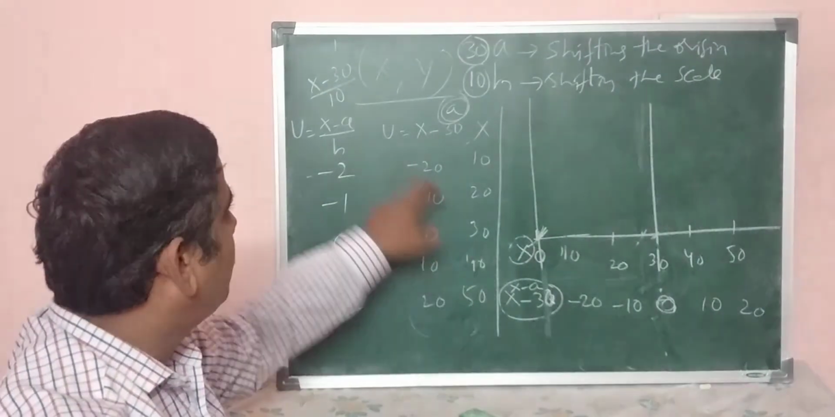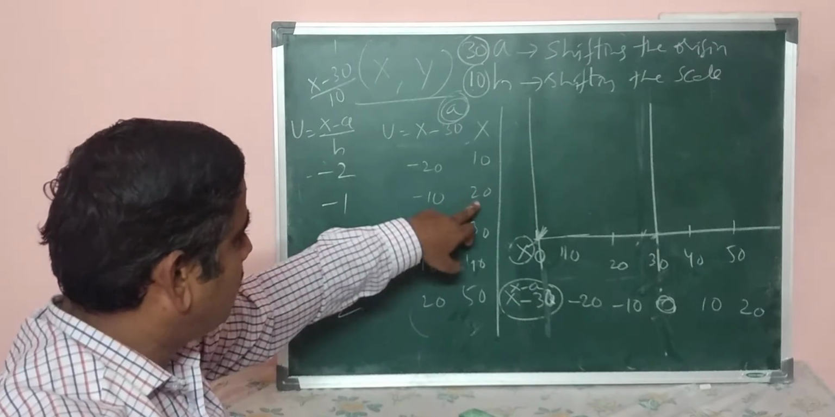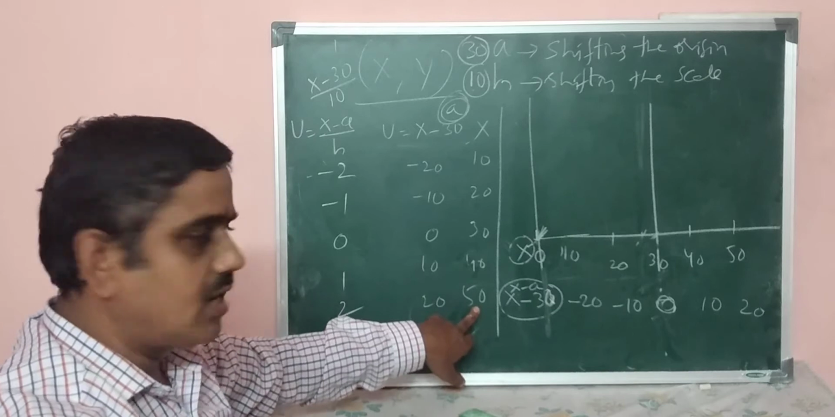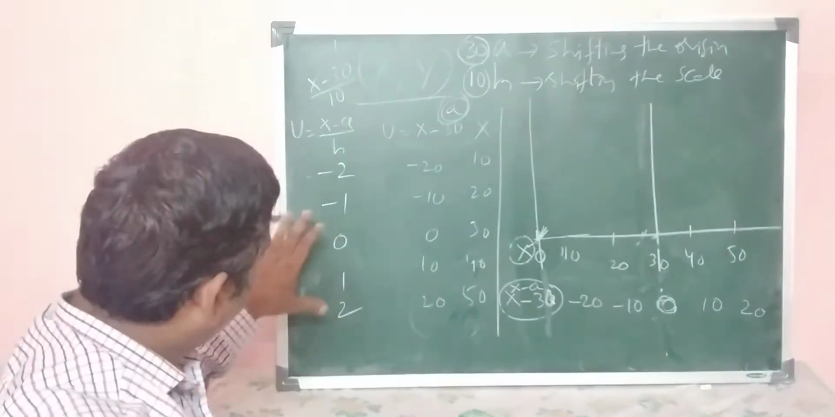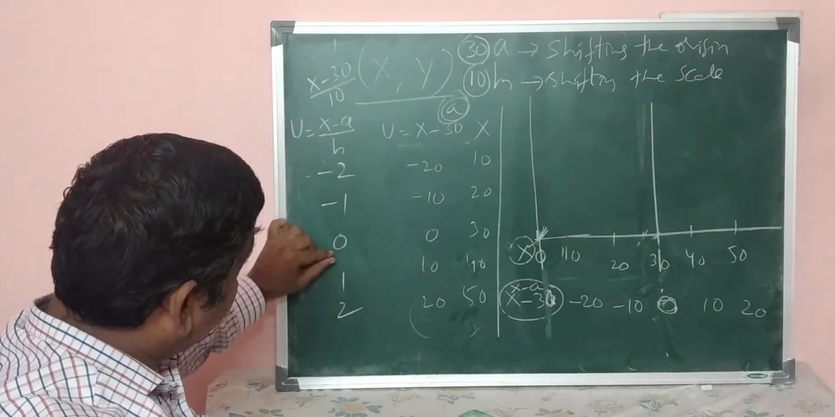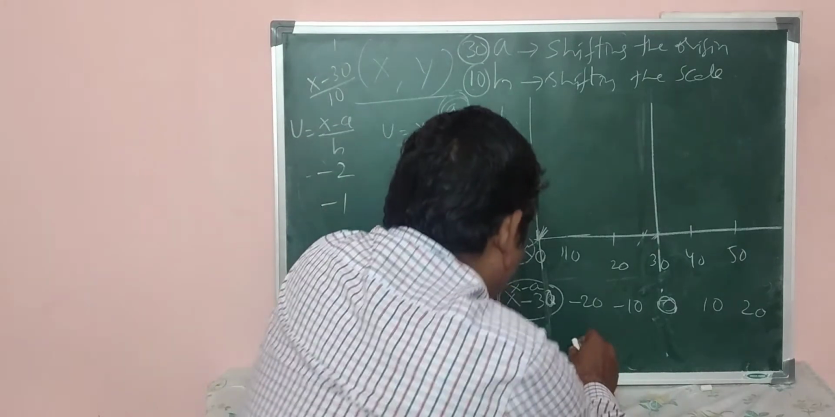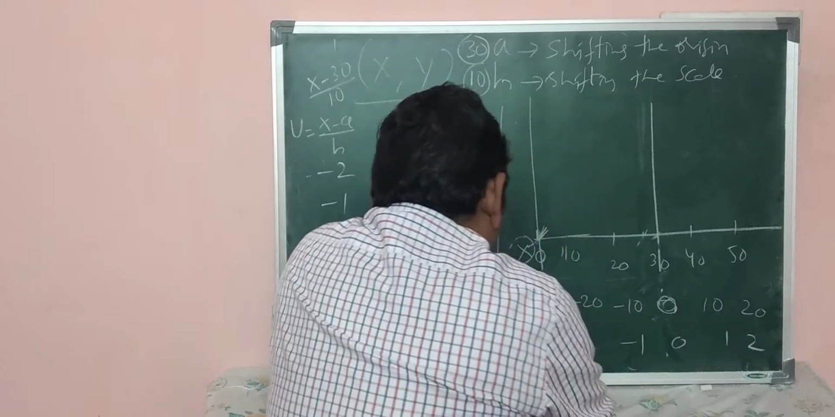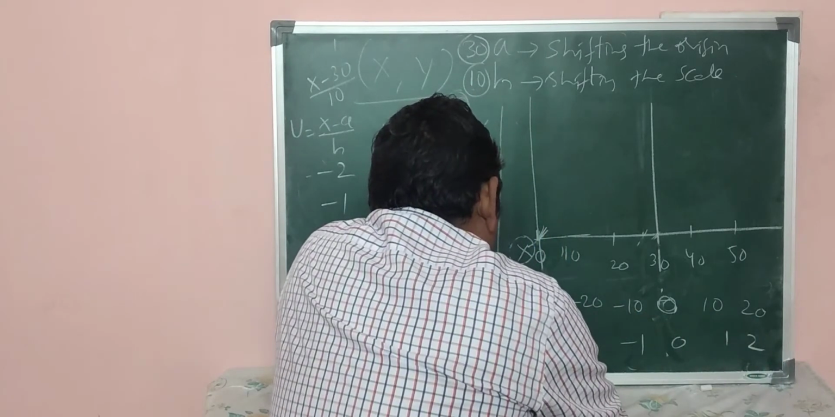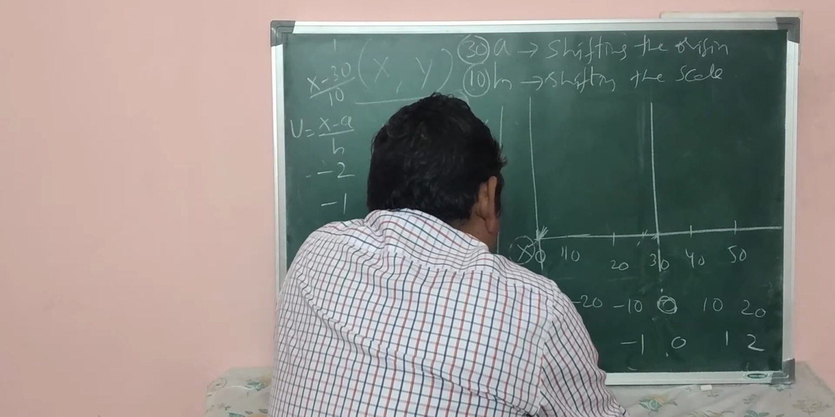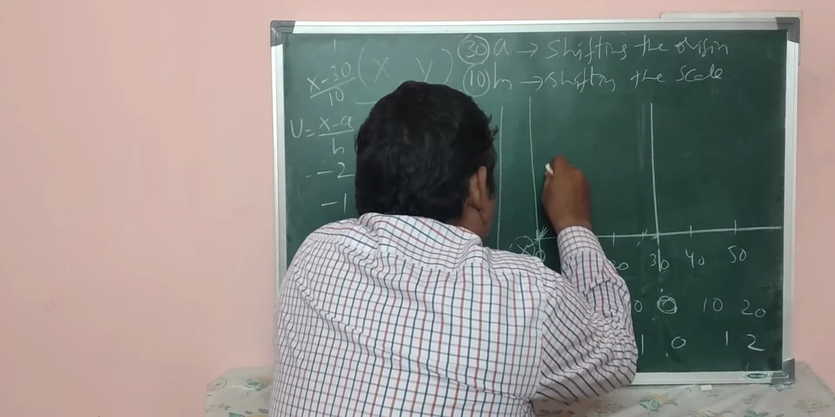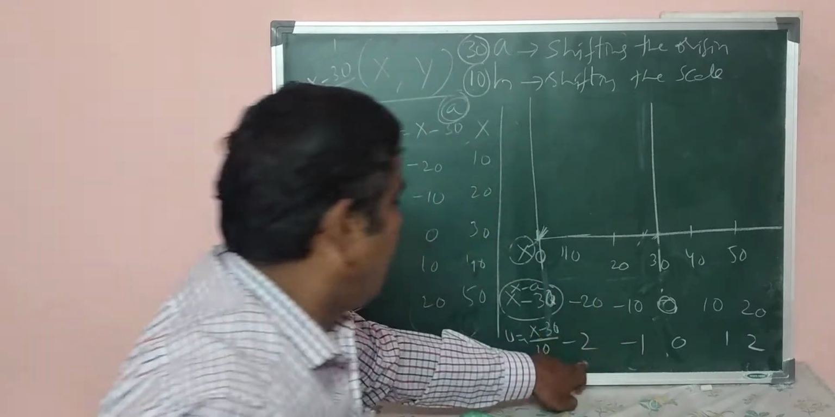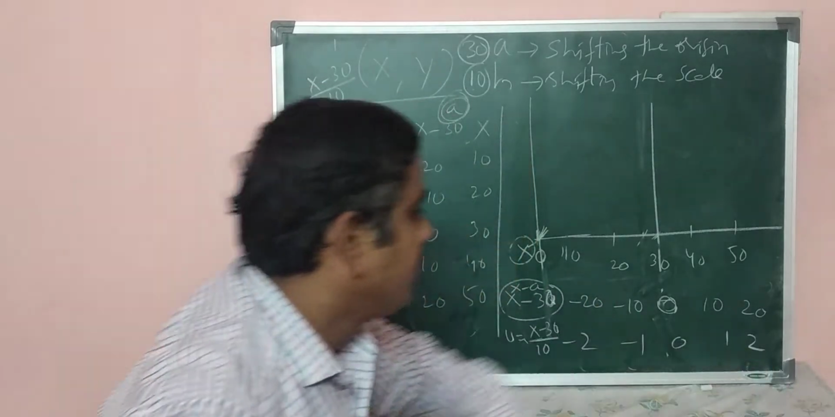30 minus 30 divided by 10 and 30 minus 20 divided by 10, 40 minus 30 divided by 10, 50 minus 30 divided by 10. So now you see here, minus 2, minus 1, 0, 1, 2. So next values are minus 2, minus 1, 0, 1, 2. That is u is equal to x minus 30 divided by 10. These are the values of the next values: minus 2, minus 1, 0, 1, 2.